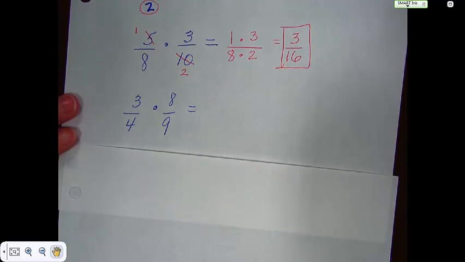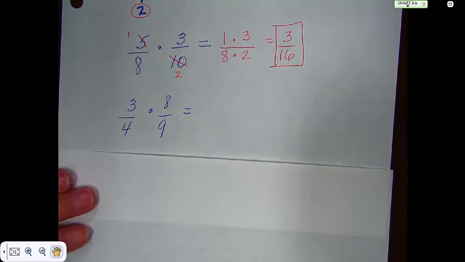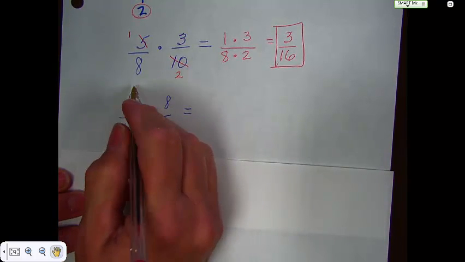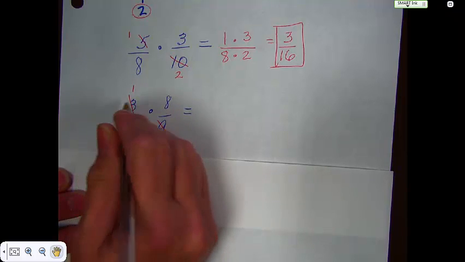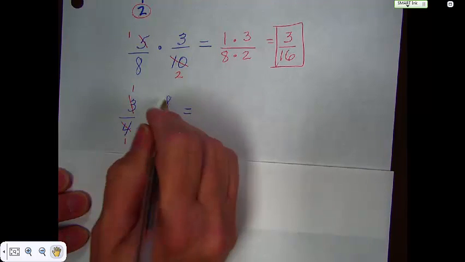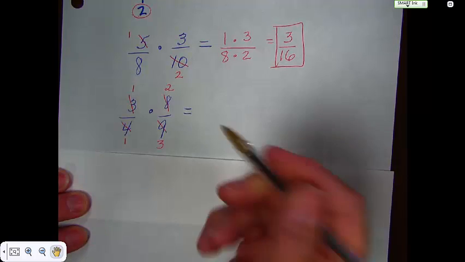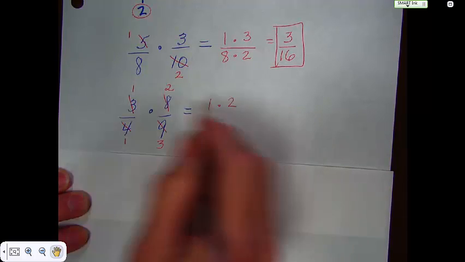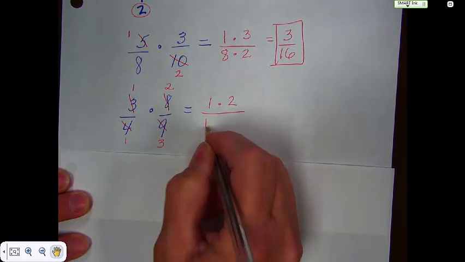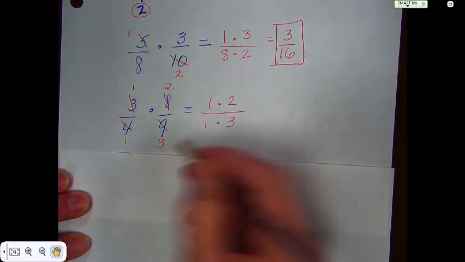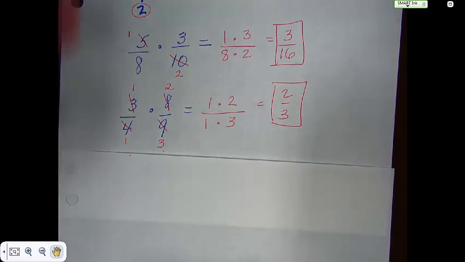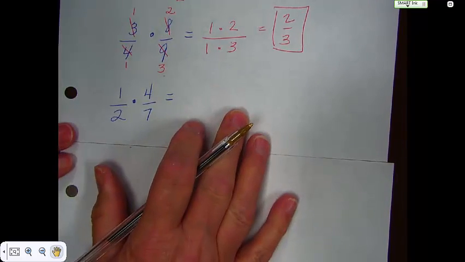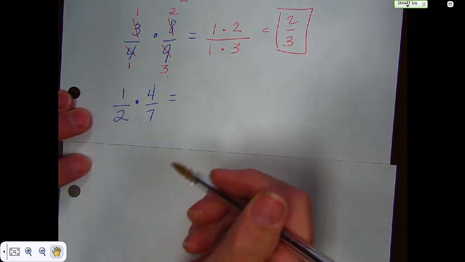We have 3/4 times 8/9. We have a 3 on the top, goes into 3 once, 3 goes into 9 3 times. We have a 4 on the bottom, it goes into itself once, but it goes into 8 twice. 1 times 2 on the top over 1 times 3 on the bottom. You end up with 2 over 3. This is an alternate method to writing out all the primes, and it works. Okay, the last one we're going to do.